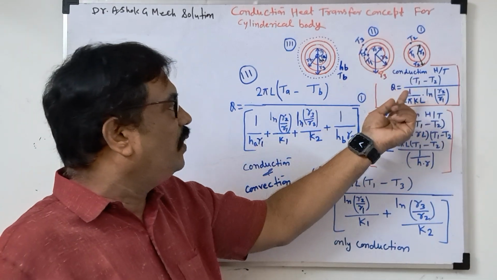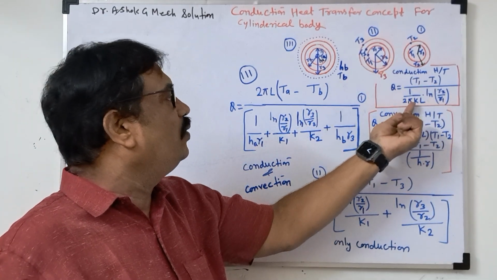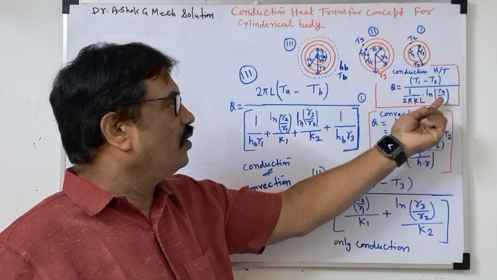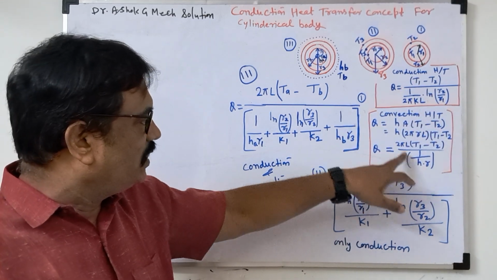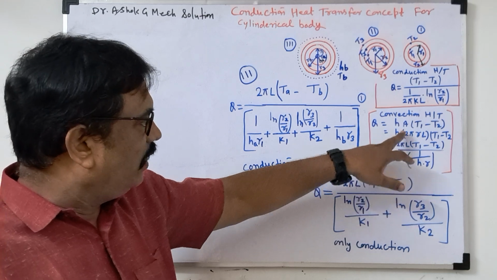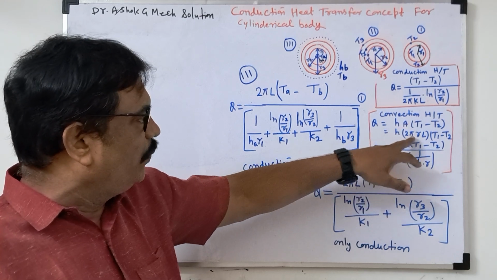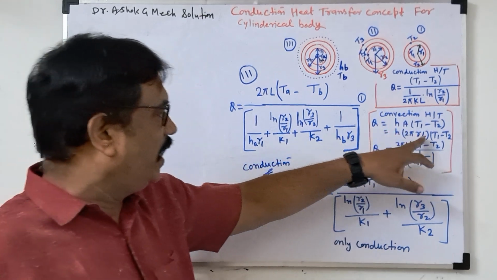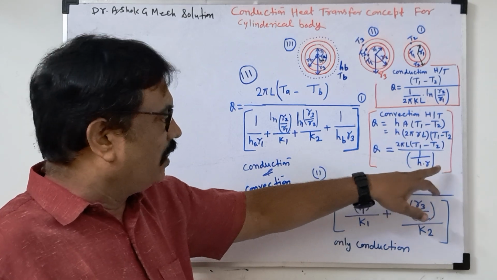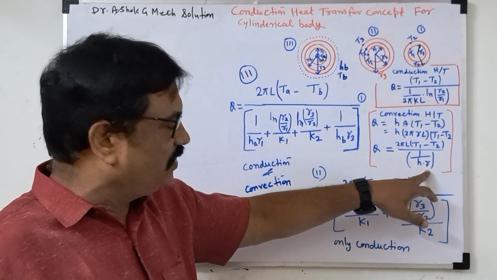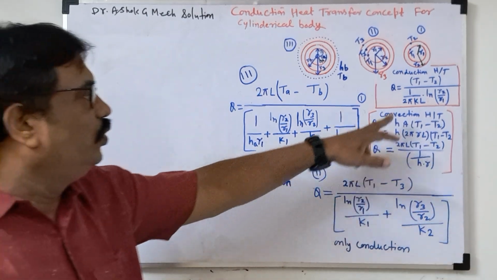Now for the cylindrical wall, what is it? T1 minus T2 divided by 1 by 2 pi K L into ln R2 by R1. And for the convective heat transfer coefficient, the area you put is 2 pi RL, because the area of the cylinder is 2 pi RL. So the convective thermal resistance is 1 by H into R. These two you have to remember.